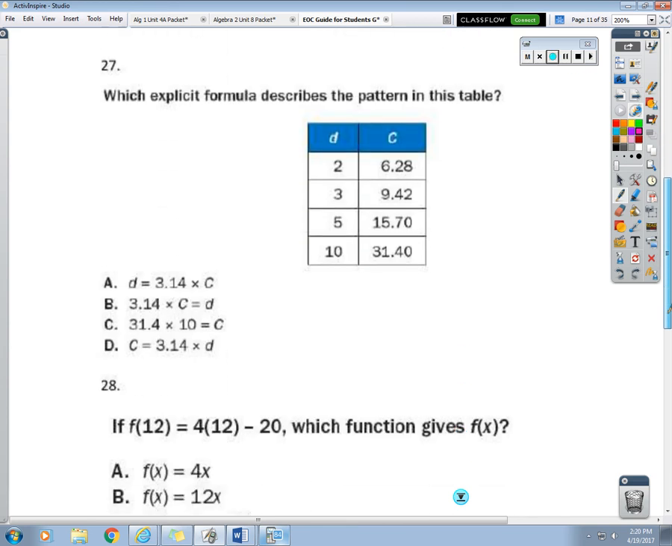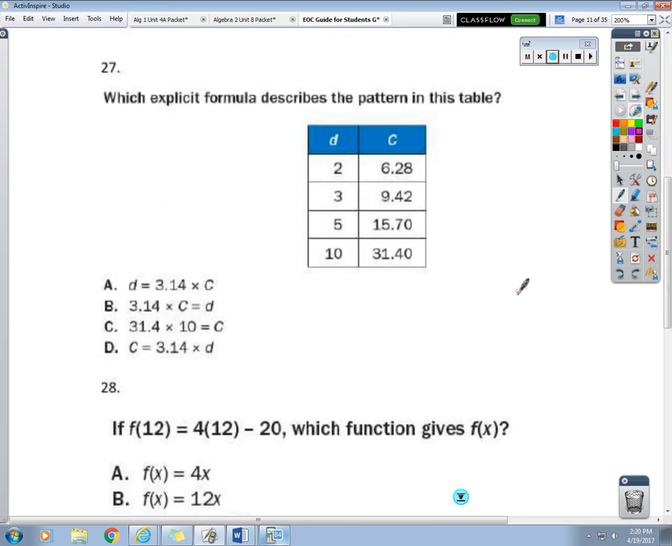All right, number 27. Which explicit formula describes the pattern in this table? Okay, well, it's kind of harder to notice the pattern in this table because the whole decimal thing throws you off. But if you start by looking at your choices, choice A says that D equals 3.14 times C.